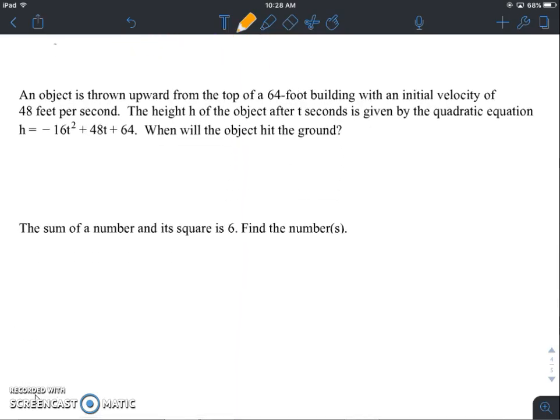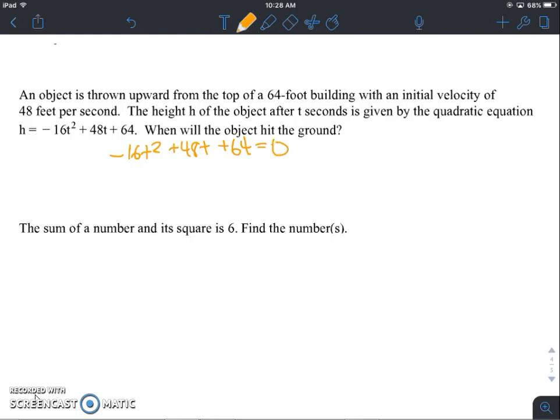An object is thrown upward from the top of a 64-foot building with an initial velocity of 48 feet per second. The height of the object after t seconds is given by the quadratic equation h equals negative 16t squared plus 48t plus 64. When will the object hit the ground? Okay, so it's done in height. My height is going to be 0 when it hits the ground. So I'm going to have negative 16t squared plus 48t plus 64 equals 0.